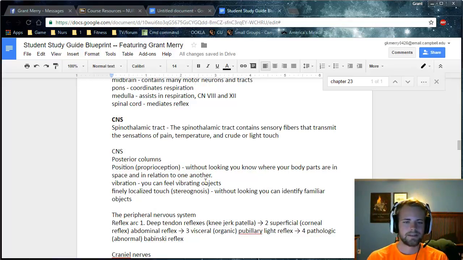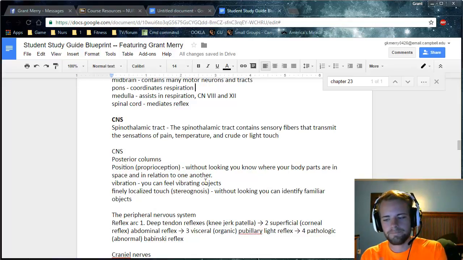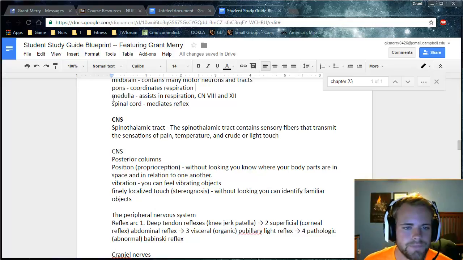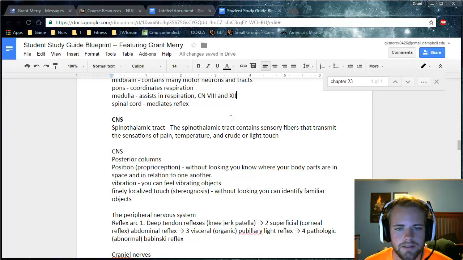I'll just take 5 seconds. The pontine respiratory group mediates the respiration rate, so it's the central nervous system control for respiration instead of cardiovascular. The medulla assists in respiration, and cranial nerves 8 and 12. It also assists in hearing, balance, etc. And 12 is tongue movement.